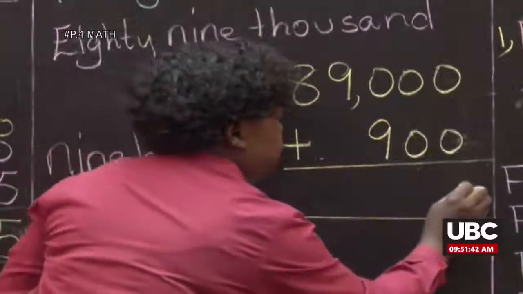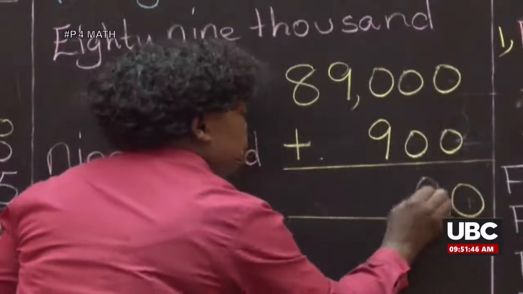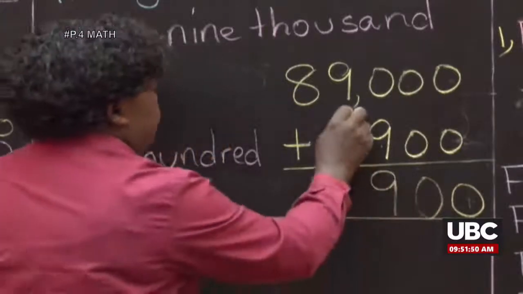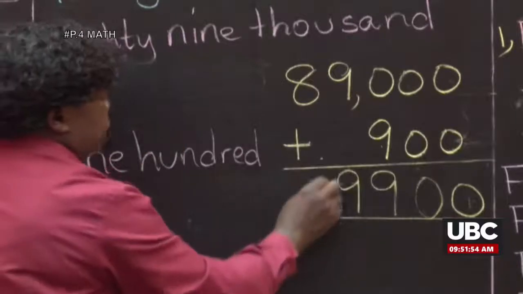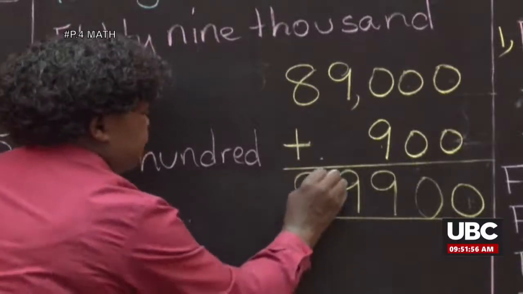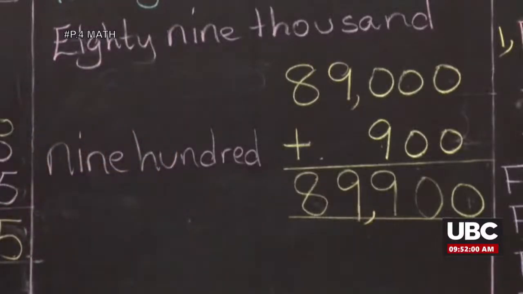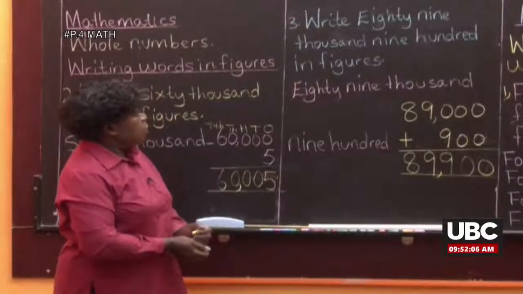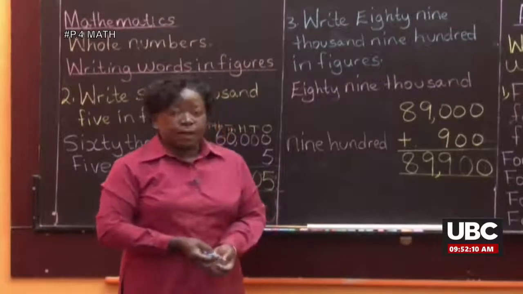Zero plus 0, you get 0. 0 plus 0 is 0. 0 plus 9 is 9. And 9 plus 0 is 9. 8 plus 0 is 8. 89,900. We have been learning, children, how to write words in figures.